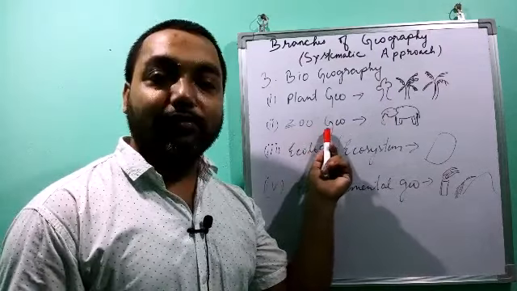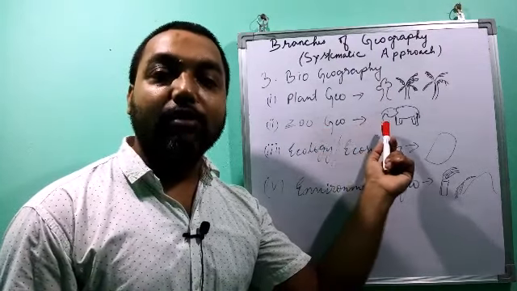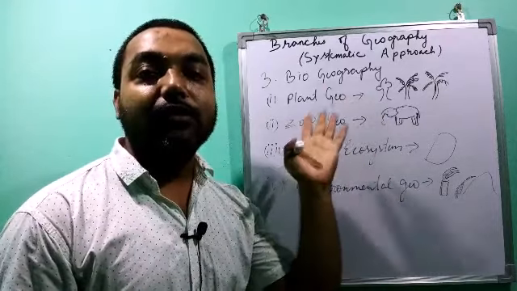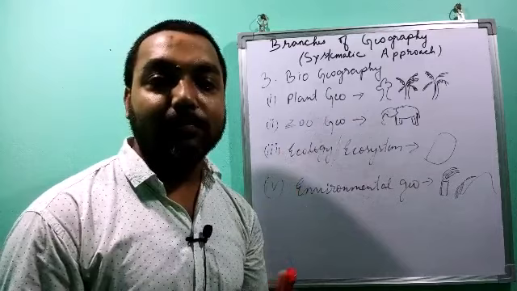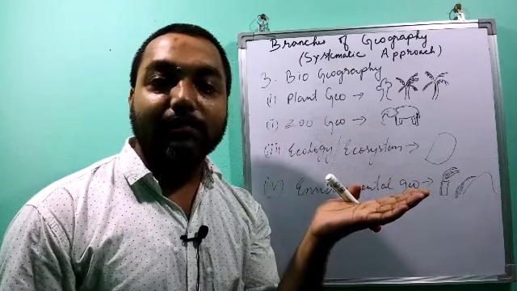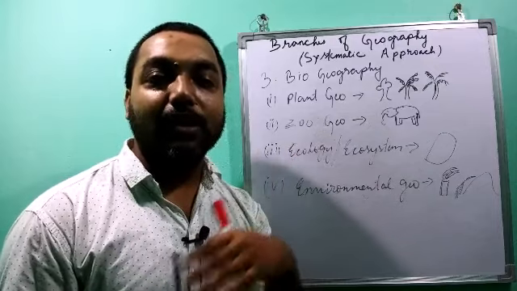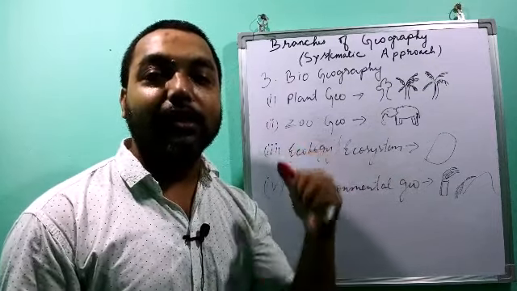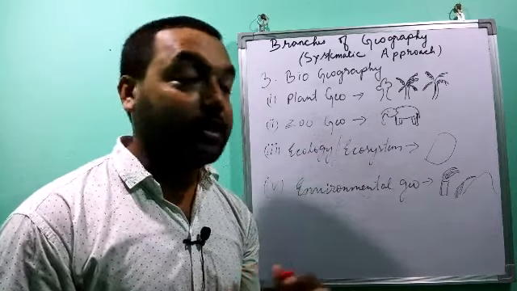Next is zoo geography. In zoo geography we study different kinds of animals, and in what environment we find what kind of animal. If the same kind of animal is found in two different kinds of environment, why do we find these animals in two different environments?